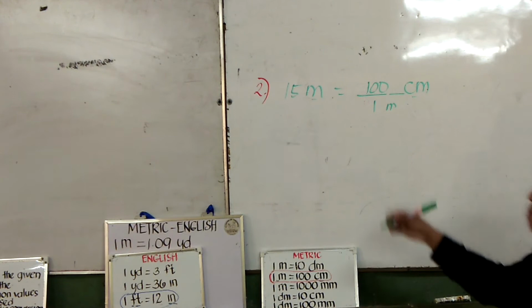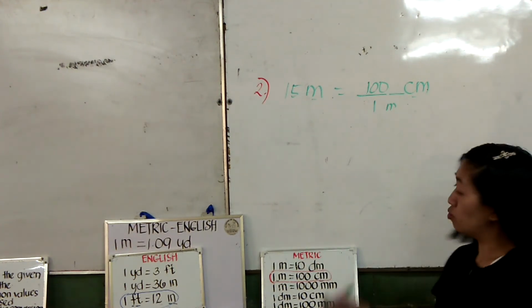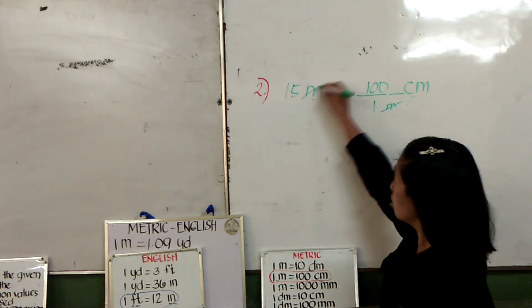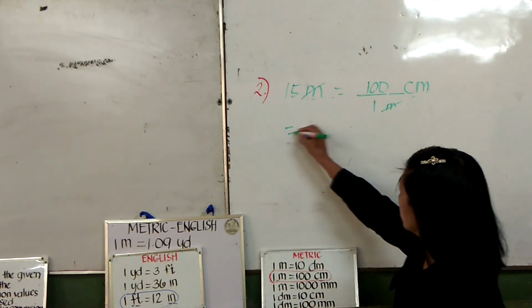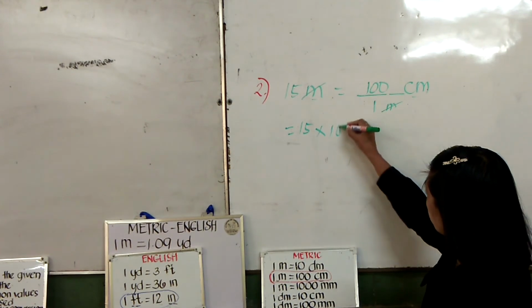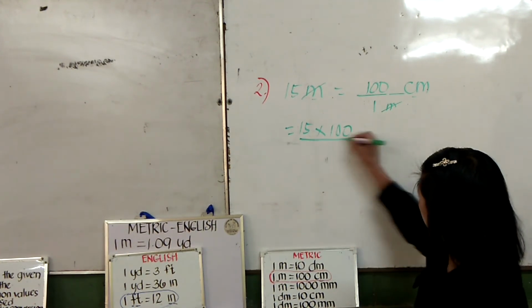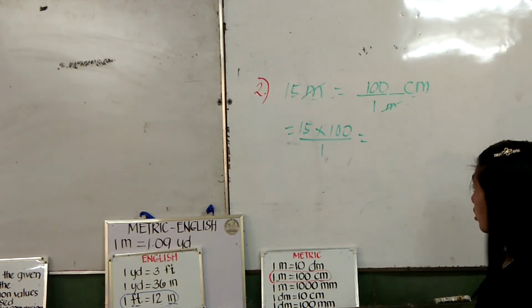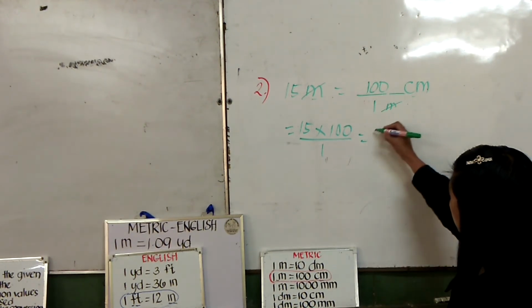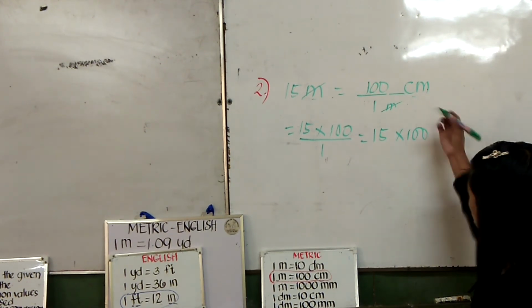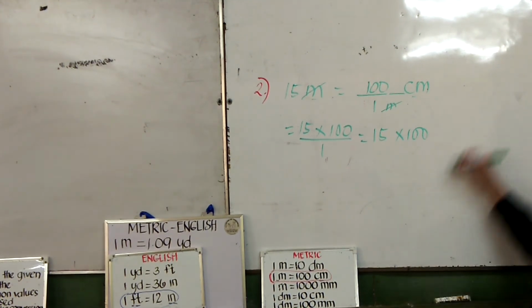Okay. And then we will proceed to cancellation. So we cancel out meter and meter. 15 times 100 over 1. Then let's proceed to multiplication. So let's multiply 15 by 100. Okay, so let's solve.